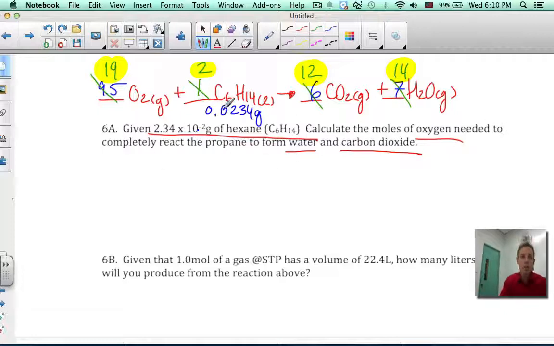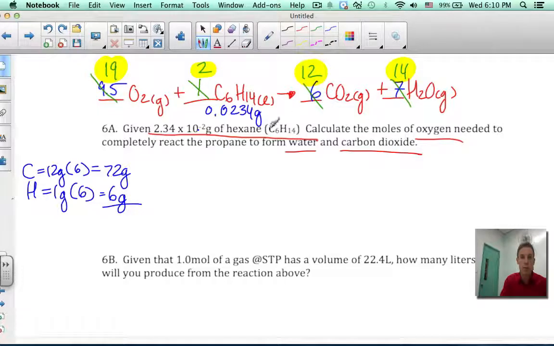First thing we got to do now is find out how many grams there are per mole of the hexane. So carbon equals 12 grams per mole. 12 times 6 equals 72 grams. Hydrogen equals 1 gram. There are not 6 of them, there are 14 of them. So I have 14 hydrogens, so I have 14 grams of hydrogen. So I have 86 grams per mole of hexane, C6H14.